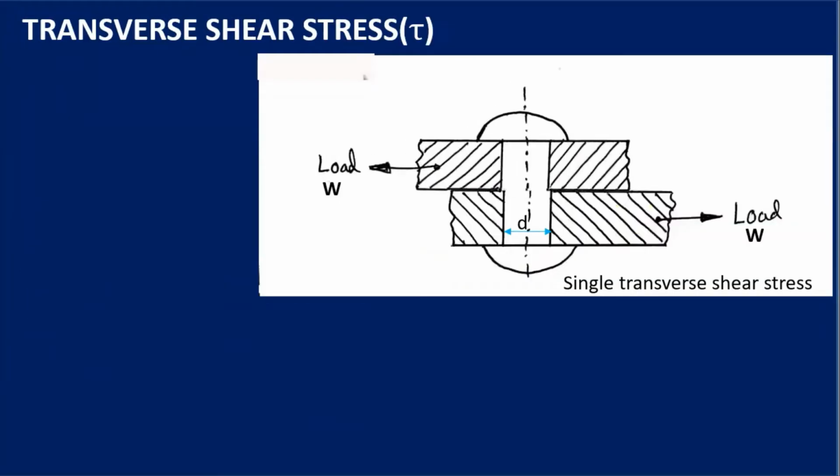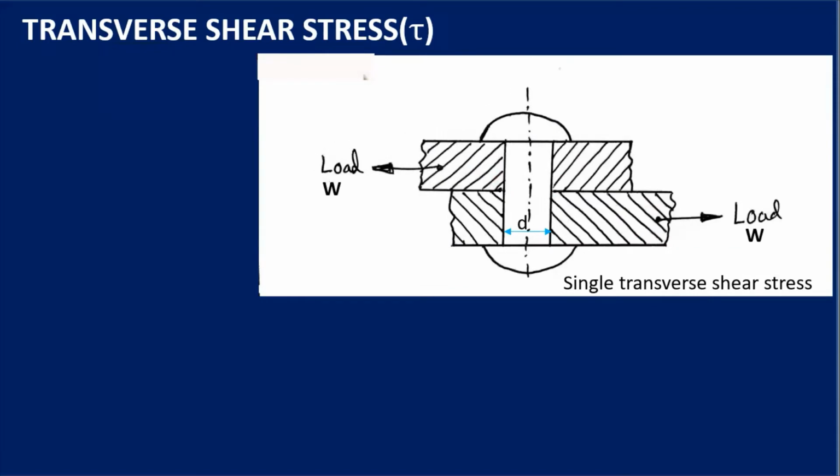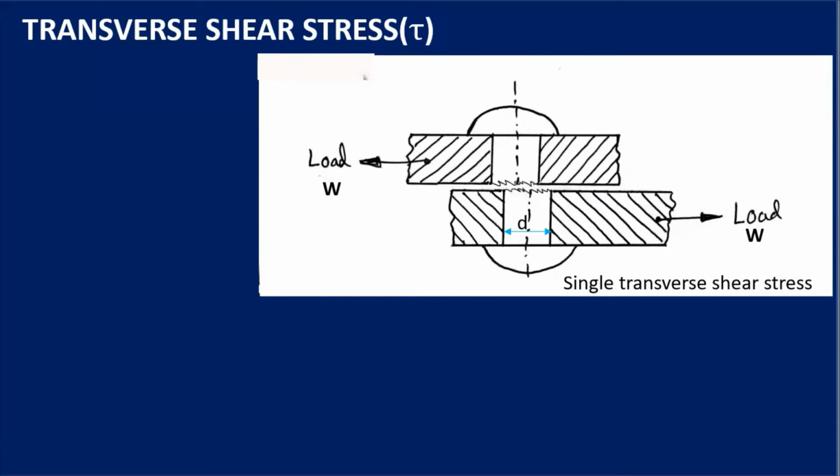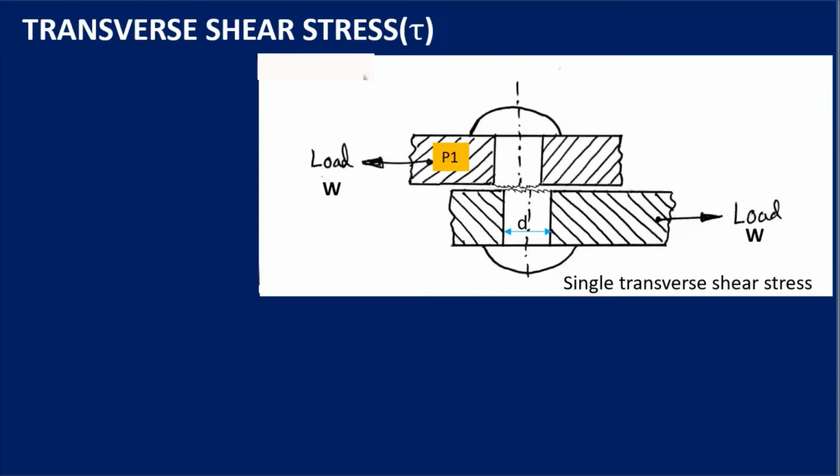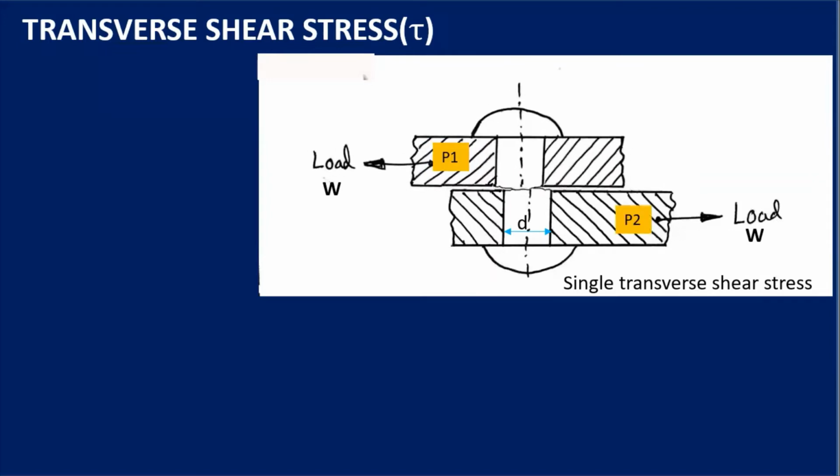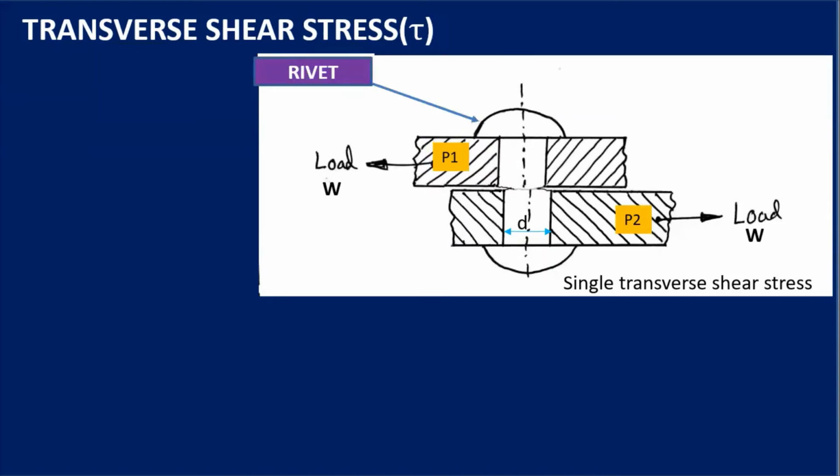Next is the transverse shear stress, which is denoted by tau. Let's take two plates, that is plate 1 and plate 2, and connect both the plates with the help of rivets or a pin.